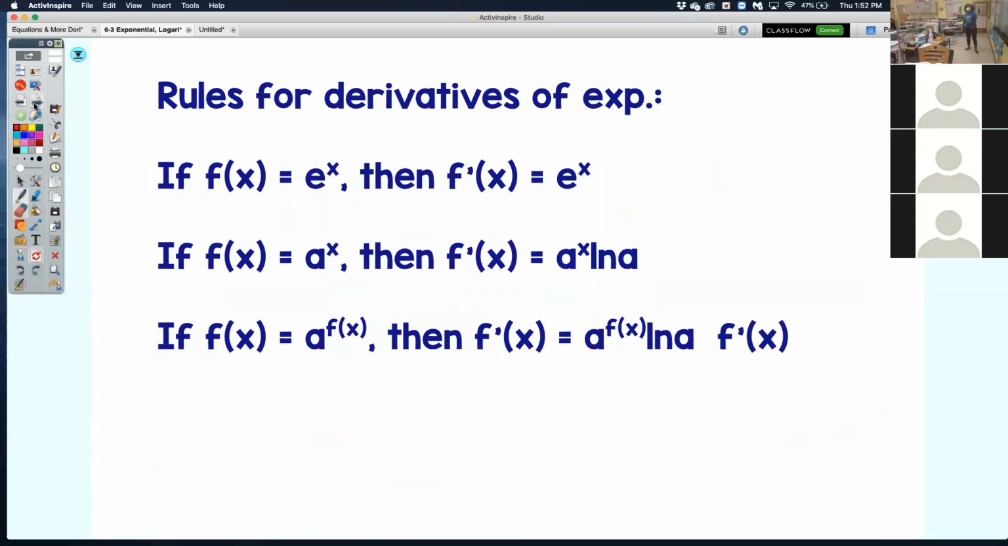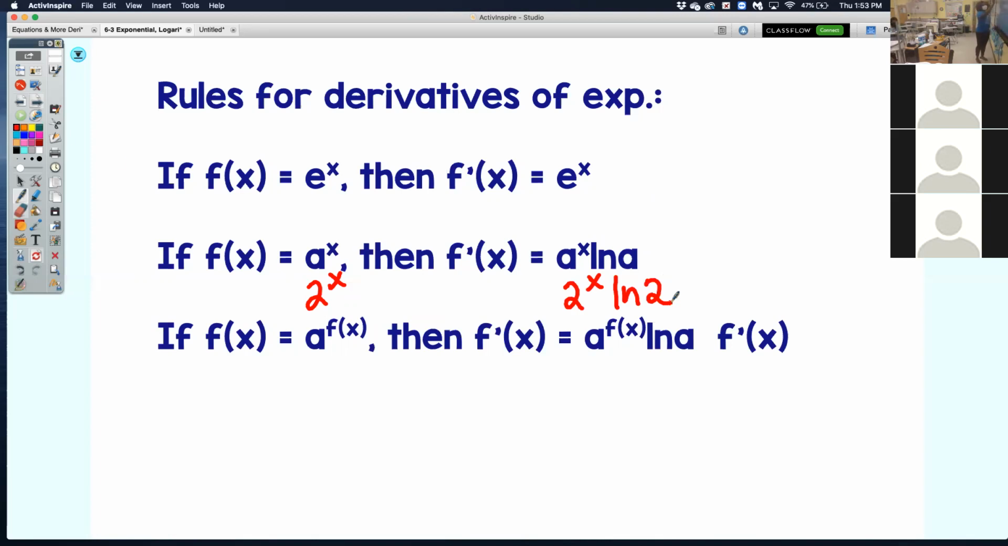To find the derivative of these exponential functions, first off, you have e to the x. The derivative of e to the x is e to the x. Simple as that. However, if you have something other than e as your base, the derivative of a to the x, such as 2 to the x, is going to be a to the x times the ln of a. So all you have to do is recognize what a is in this case: 2. Then your derivative would just be 2 to the x ln of 2.